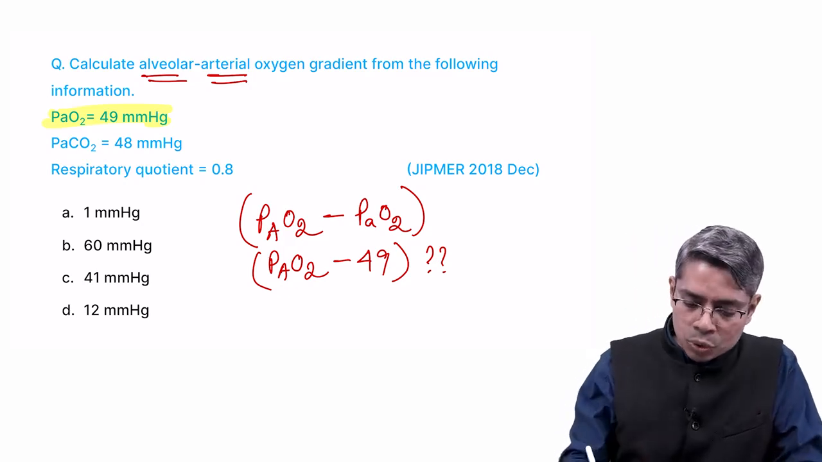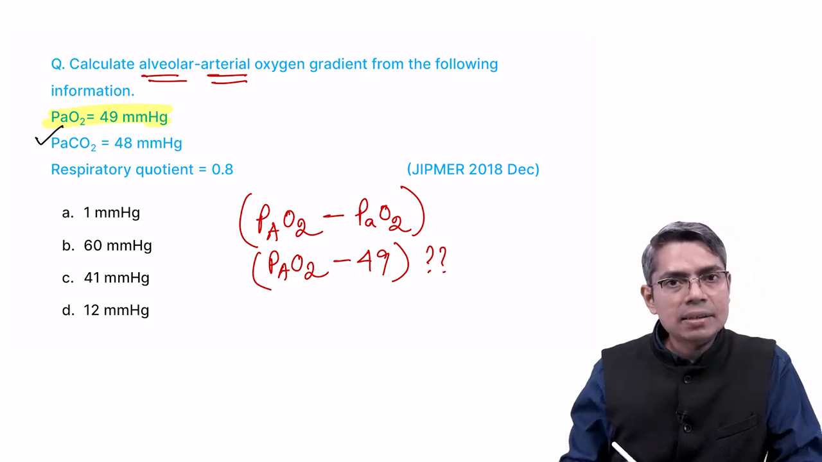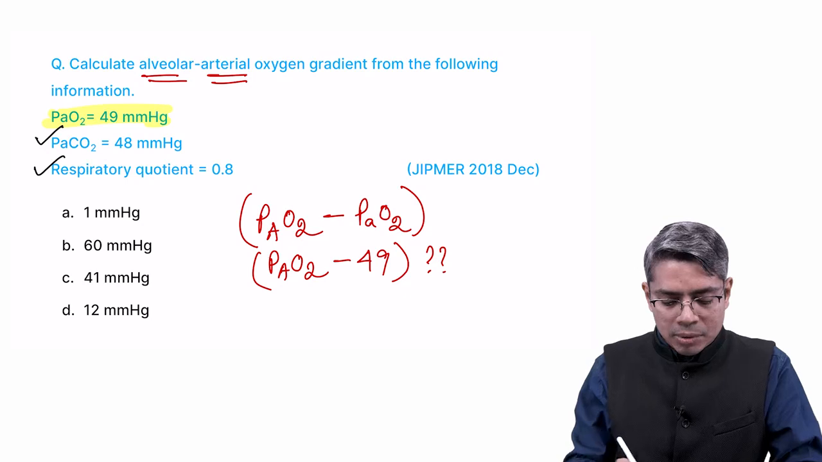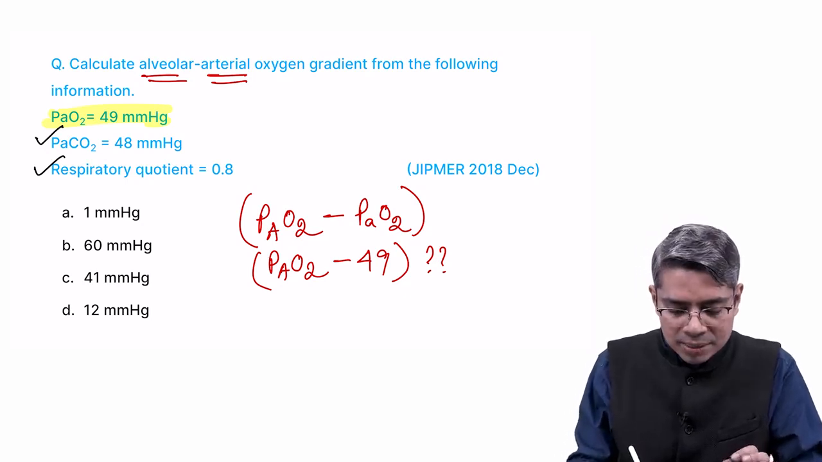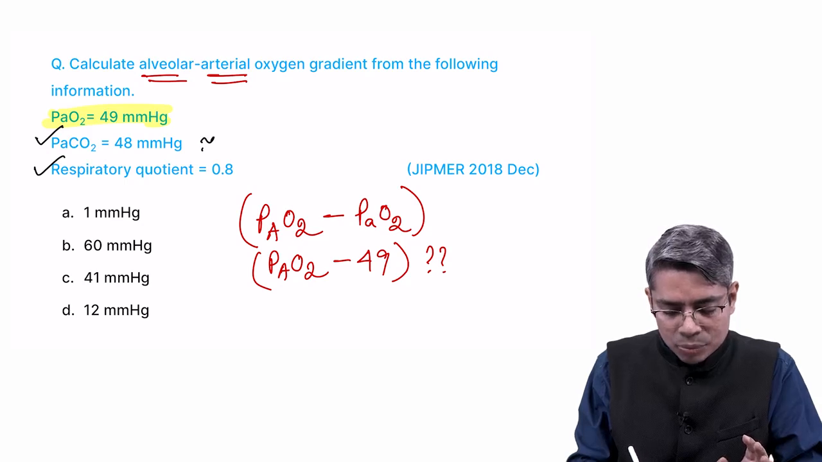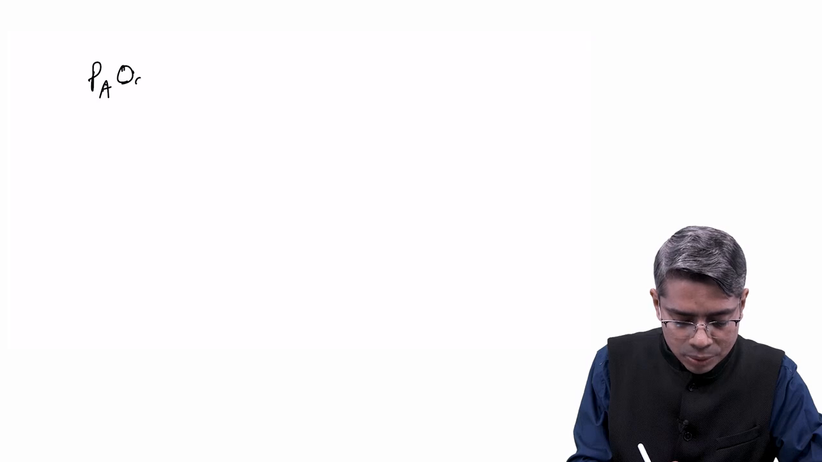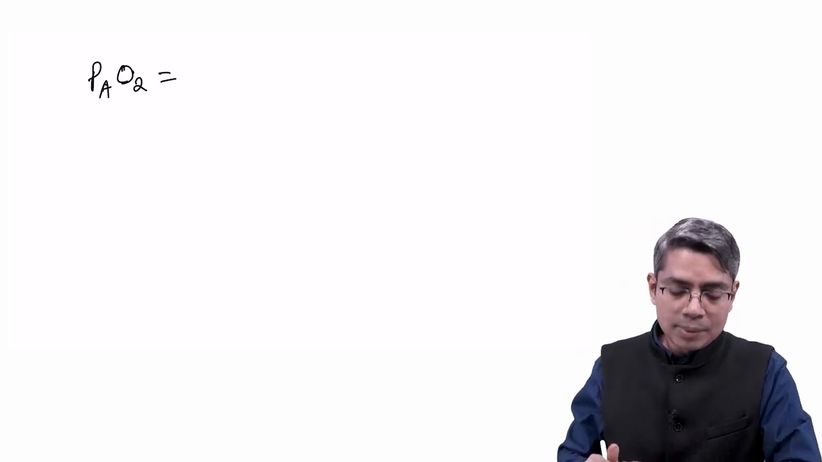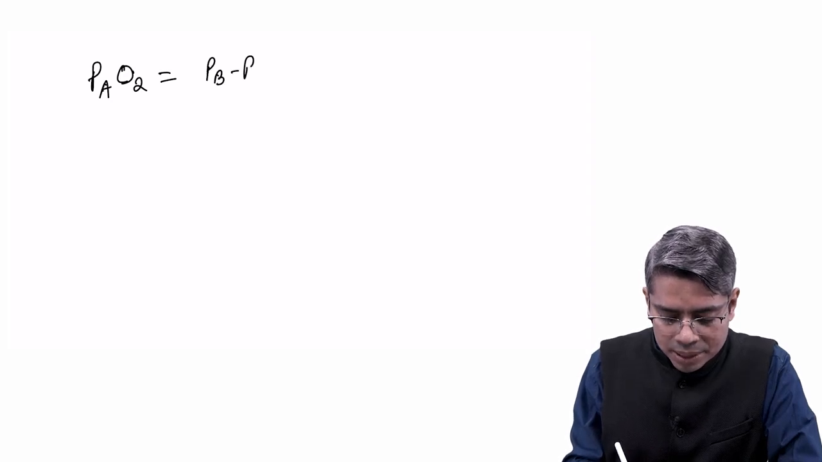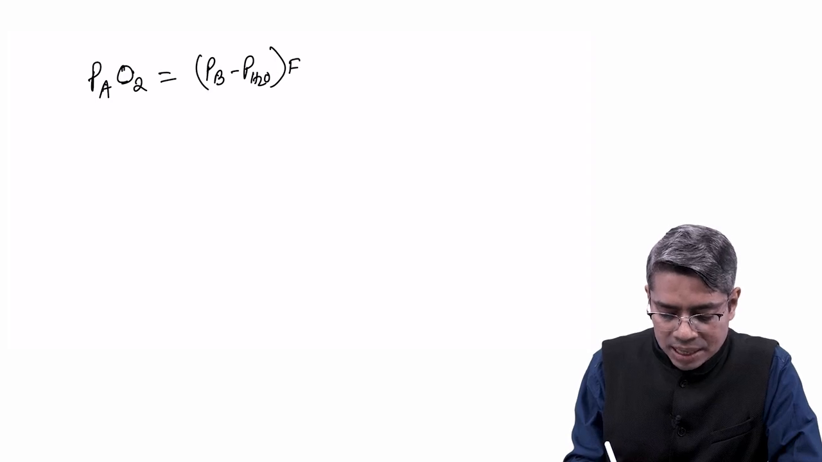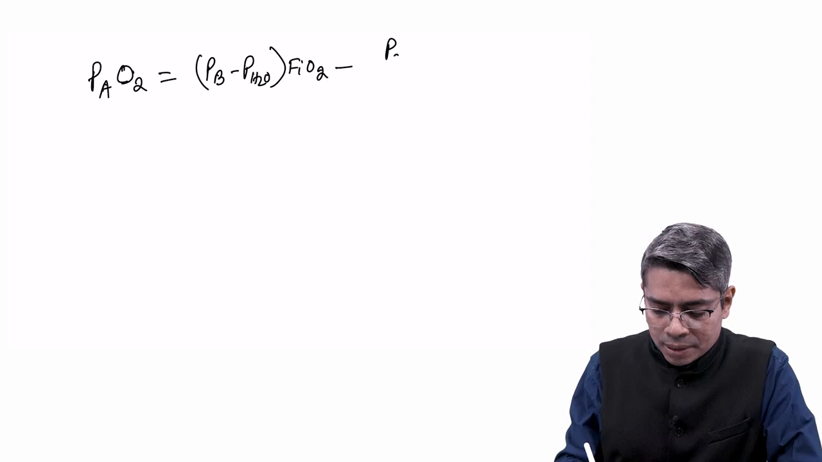Okay. So two values have been given here, PaCO2 and respiratory quotient. Now, if PaCO2, arterial blood carbon dioxide, is given as 48 millimeter of mercury, we can assume that approximately capital A PACO2 will also be 48 millimeter of mercury. Okay. So, PACO2 is given. Now we are going to calculate the PAO2, partial pressure of oxygen in the alveolar gas. So, the formula is PB minus PH2O multiplied by FiO2, I hope you recall this formula, then minus PACO2 upon your RQ. So, this is the formula.